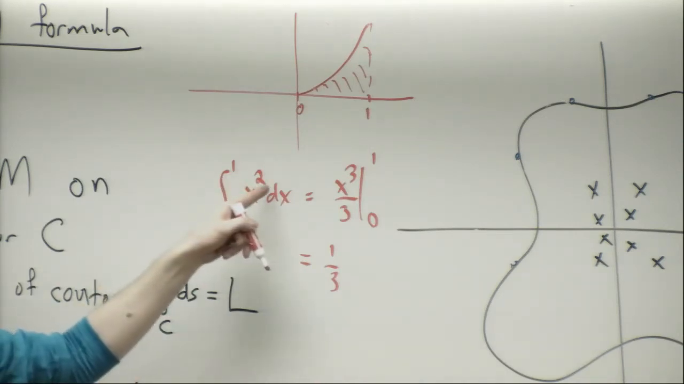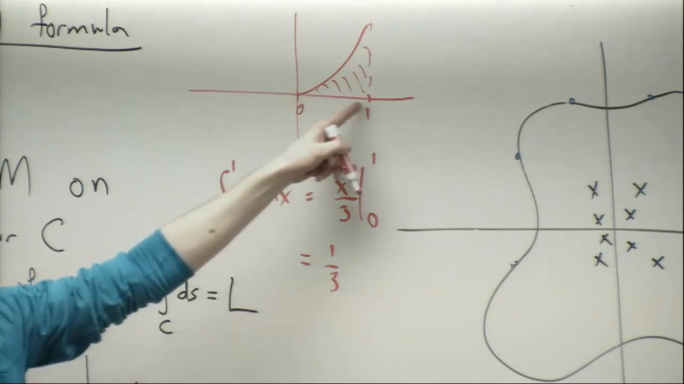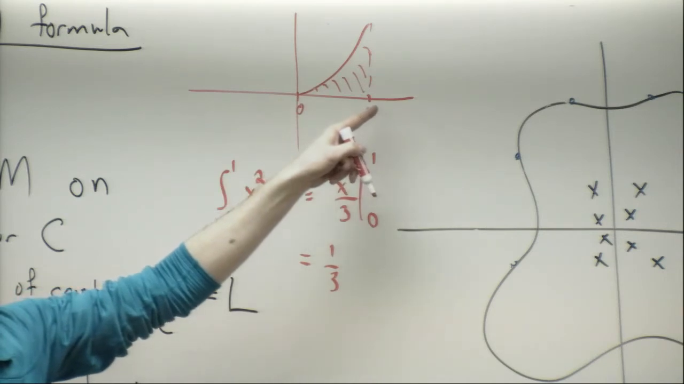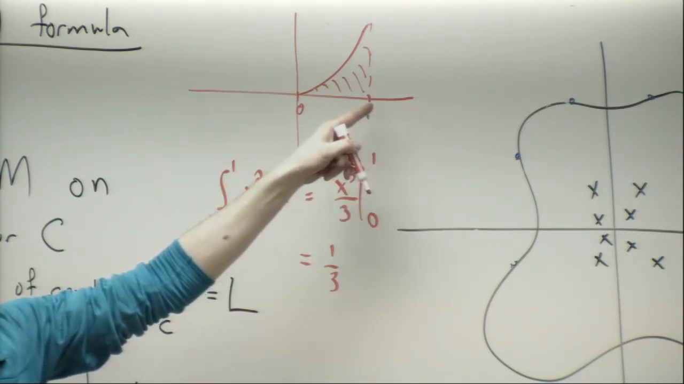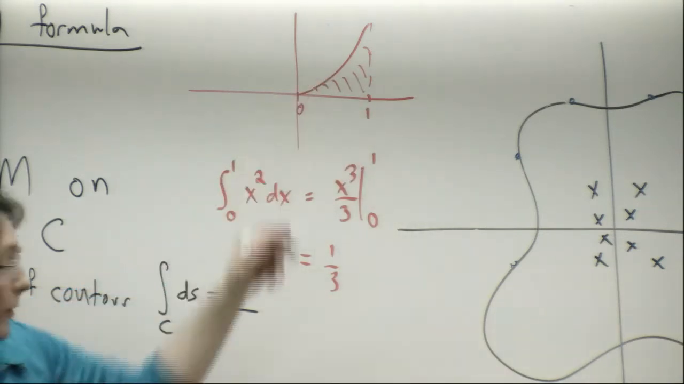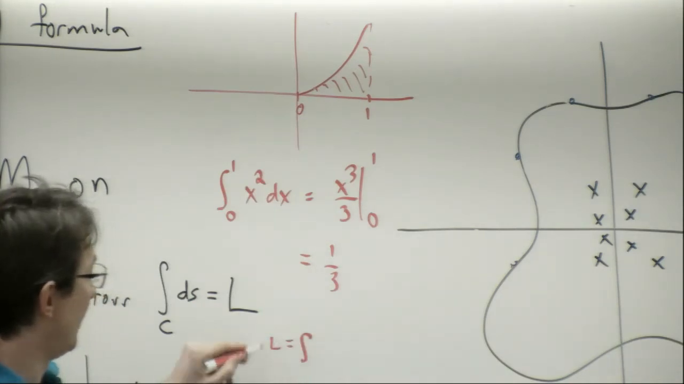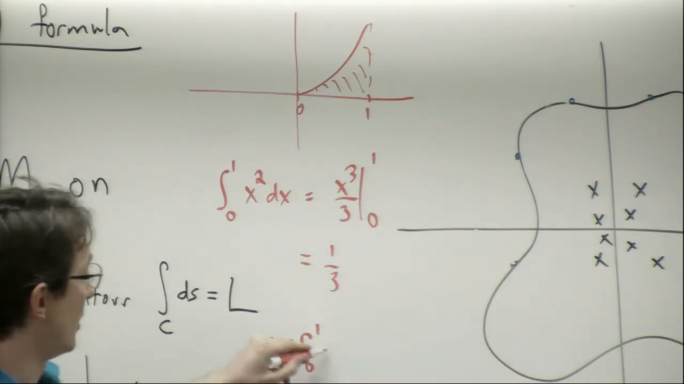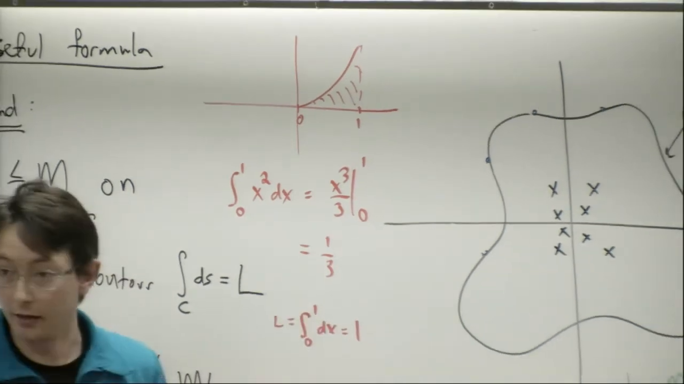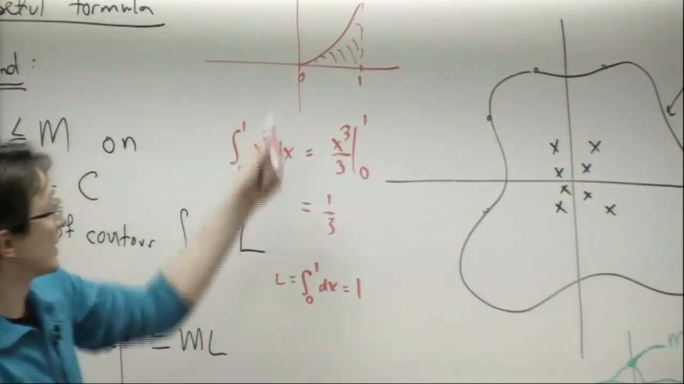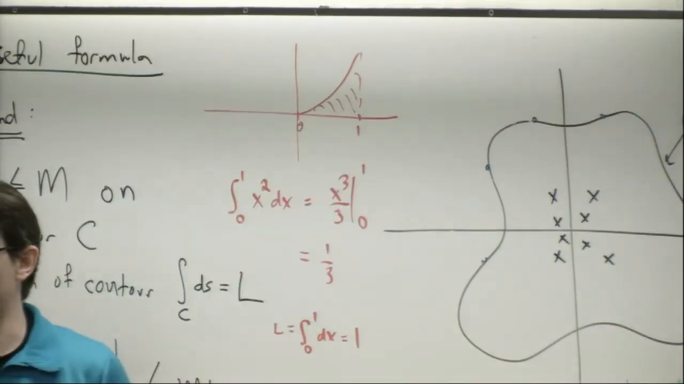Now let's try the ML bound. What is the length of this curve in x that I'm integrating over? Just 1, right? If I integrated L equals integral from 0 to 1 of dx, which is just 1, my length of the curve is 1. What's the maximum value of x squared on that interval?